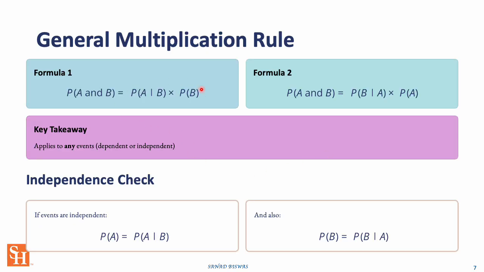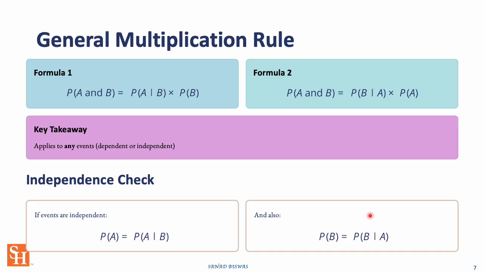From the general multiplication rule, we know that the probability of A and B equals the probability of A given B times the probability of B, or the probability of B given A times the probability of A. These two indicate the same thing. Earlier we discussed independent events: if the occurrence of one doesn't affect the probability of the other, then the probability of A equals the probability of A given B, or the probability of B equals the probability of B given A. This is true for independent events.